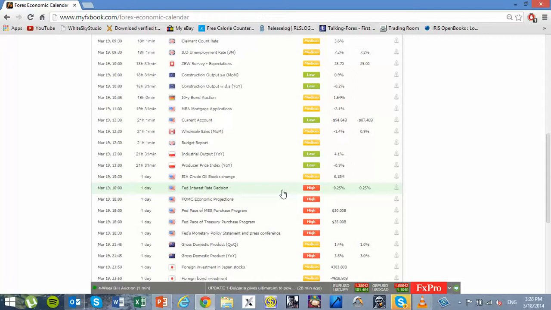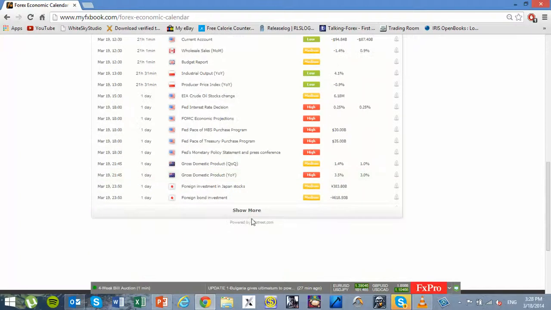So going further down, I know that at 6 o'clock at night, so that'll be the New York session tomorrow for me, I've got the Fed interest rate decision. We've also got the New Zealand gross domestic product. So to give you an idea of how I'd look to trade these as well, let's say I wanted to trade the New Zealand gross domestic product.